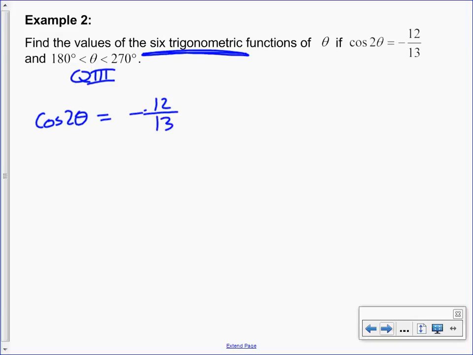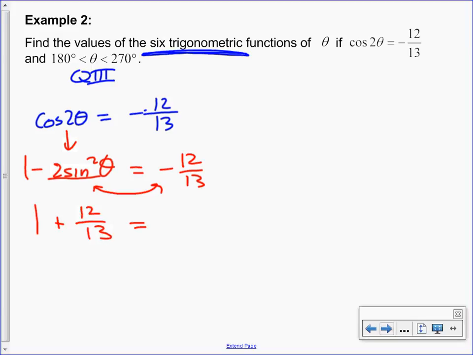Okay, let's reuse that formula that Anthony picked out. This is 1 minus 2 sine squared, right? If you pick the first one, you'd have both cosine and sine, which is different. If we switch places with these 2 things, then you would get 1 plus 12 over 13 equals 2 sine squared theta.